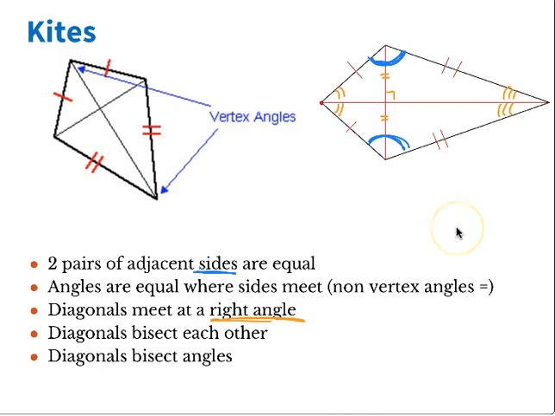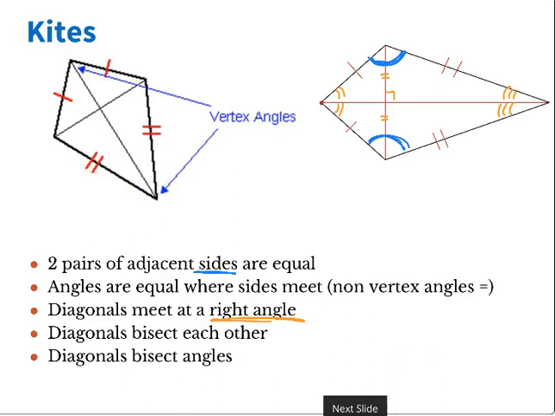I know I quickly went through those properties. You will see those properties reintroduced to you in your Schoology lessons, but I did just want to go over those really quick. Again, we don't have two sets of opposite sides that are parallel, so kites are not a type of parallelogram. They are a type of quadrilateral.